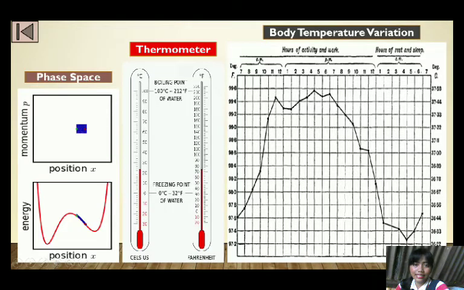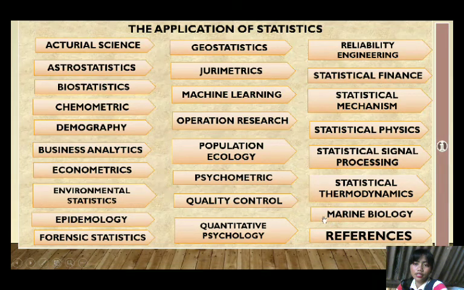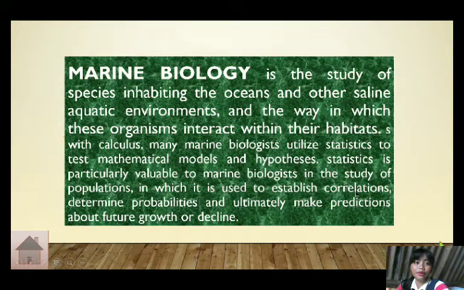So the examples are the phase space, the thermometer, the body temperature variation of statistics in statistical thermodynamics. Next is marine biology. So what is the use of statistics in marine biology? Marine biology is the study of species inhabiting the oceans and other saline aquatic environments, and the way in which these organisms interact with their habitats.